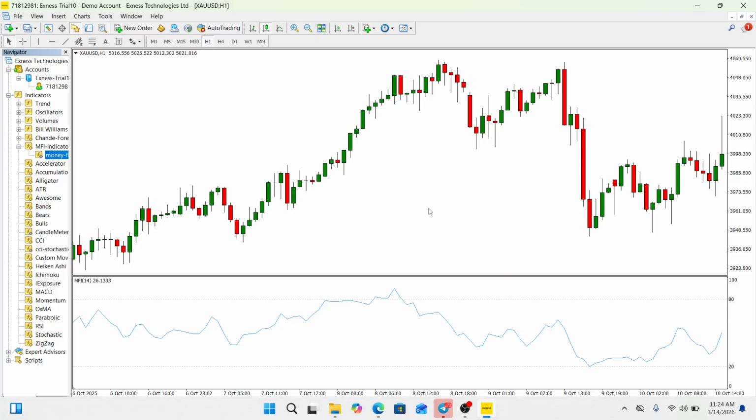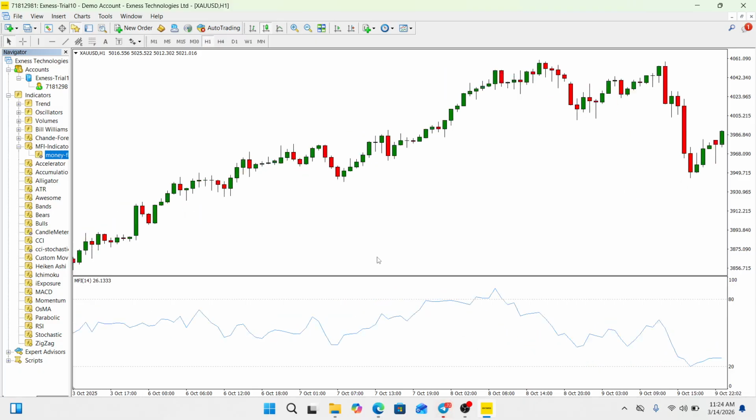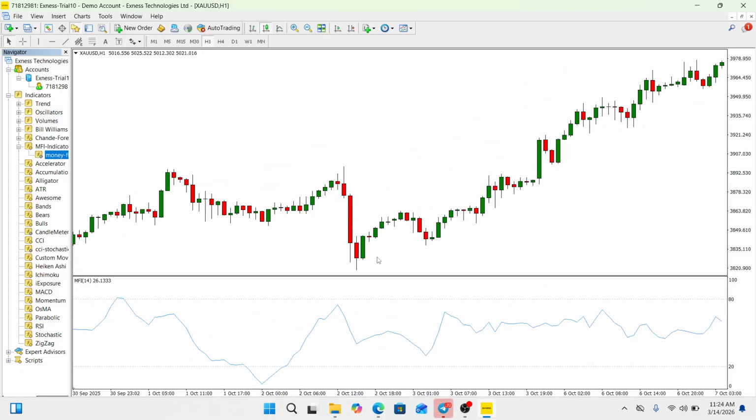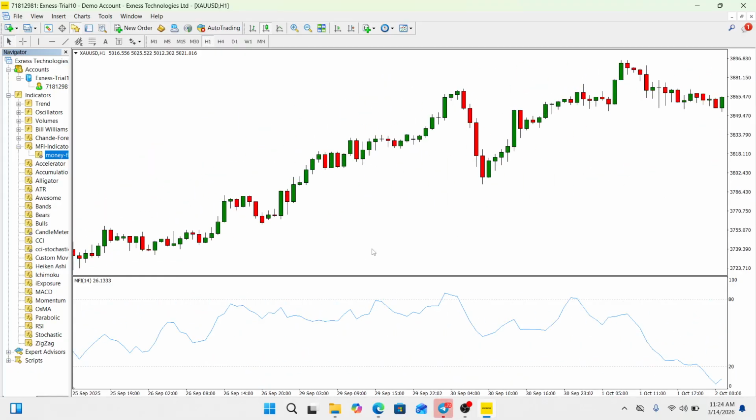It gives you a clean 0 to 100 money flow oscillator with simple 20 and 80 level markers and a single period setting, making it an accessible volume-based confirmation tool for any time frame.